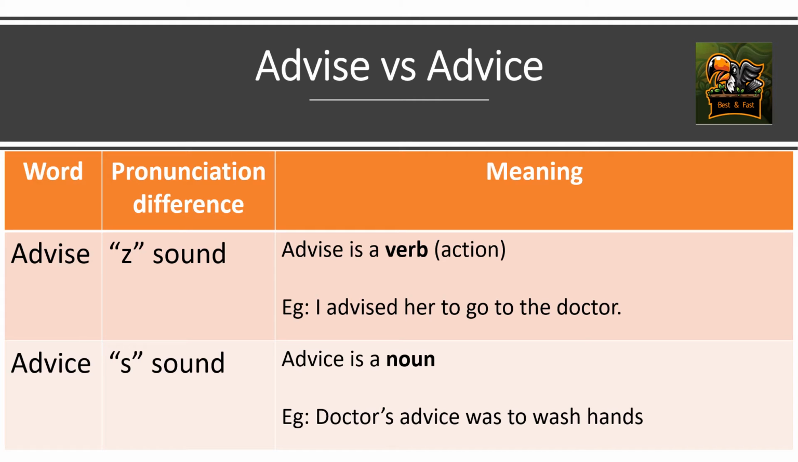A-D-V-I-S-E, advise, which has the Z sound, is a verb. It indicates action. Example, I advised her to go to the doctor. As against the other word, advice, which has the S sound. This is a noun. It does not talk about action. Example, the doctor's advice was to wash hands.